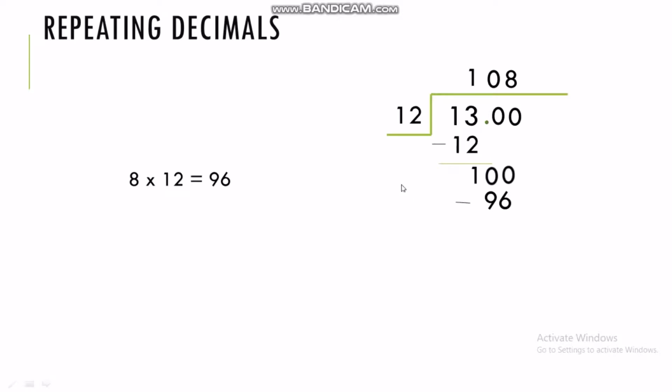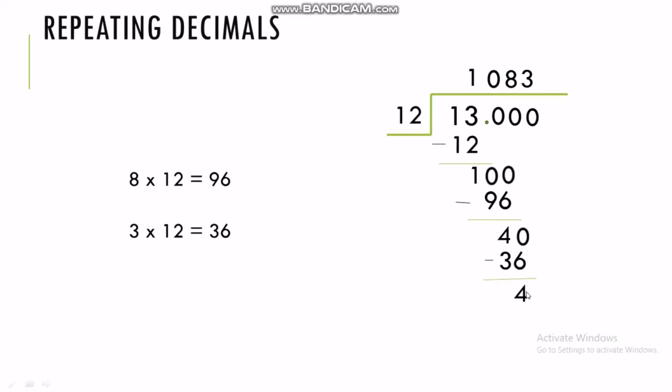Now we need to subtract 96 from 100. 100 minus 96 is 4. What do you think we need to do? Write another 0 and drop it down. We have 40 now. What is the number that when we multiply by 12, we get 40? 3, right? 3 times 12 is 36. 4 times 12 is more than 40. That's why we cannot go for 4. So I'll write 3 in the quotient place. And 3 times 12 is 36. It's time to subtract. 40 minus 36 is equal to 4.